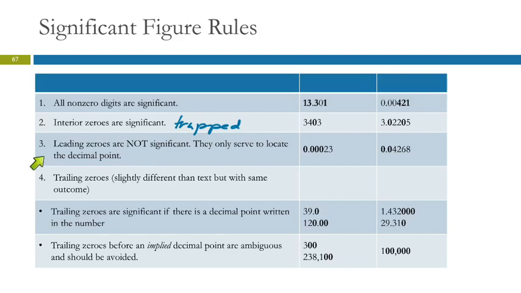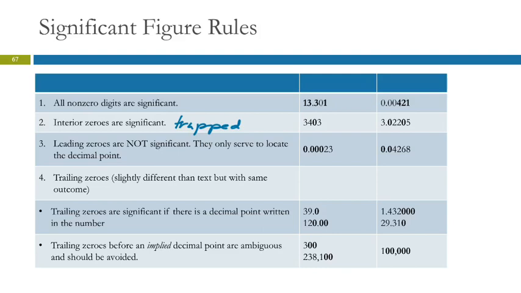Then we have leading zeros. Leading zeros come at the beginning of the number. These are never significant figures. All they do is they serve to locate or hold the decimal point. So here we have 0.00023. These are leading zeros. They're coming at the beginning of the number. If we got rid of them, we wouldn't know where the decimal point went. So we need them, but these numbers do not reflect measurement. 0.04268. Those are leading zeros. We're not going to count them as significant figures. Okay?